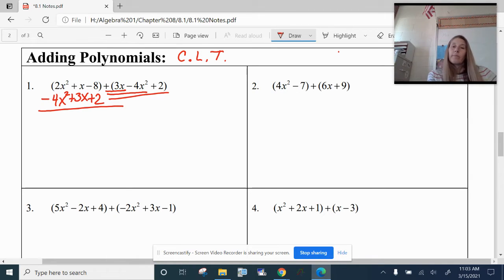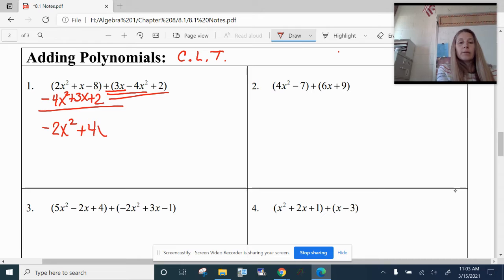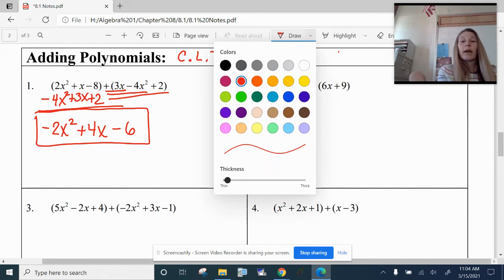Once I do that, I'm just combining the like terms, and they're already organized for me in columns, so I don't have to worry about missing any. So 2x squared minus 4x squared, I'm just going to take care of those coefficients. So 2 minus 4 is negative 2, and it will still be an x squared. Then I have my x plus 3x, which is really like a 1 plus a 3, so that's going to give me 4x. And then negative 8 plus 2 will give me negative 6. So this is going to be my sum.